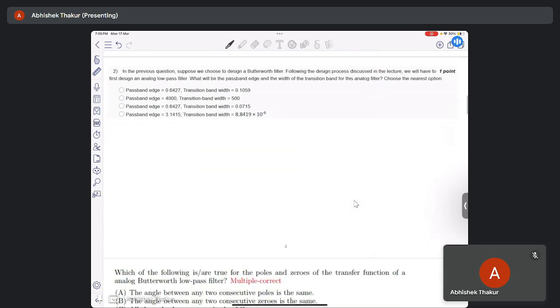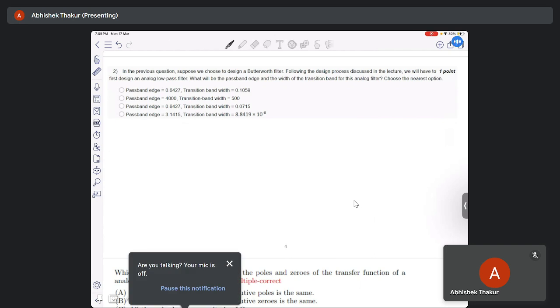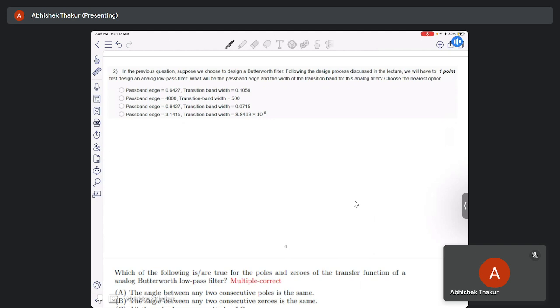Now coming to question number 2. In the previous question, suppose we choose to design a Butterworth filter following the design process discussed in the lecture. We have to first design an analog low pass filter. What will be the pass band edge and width of transition band for this analog filter? We have to choose the nearest option.